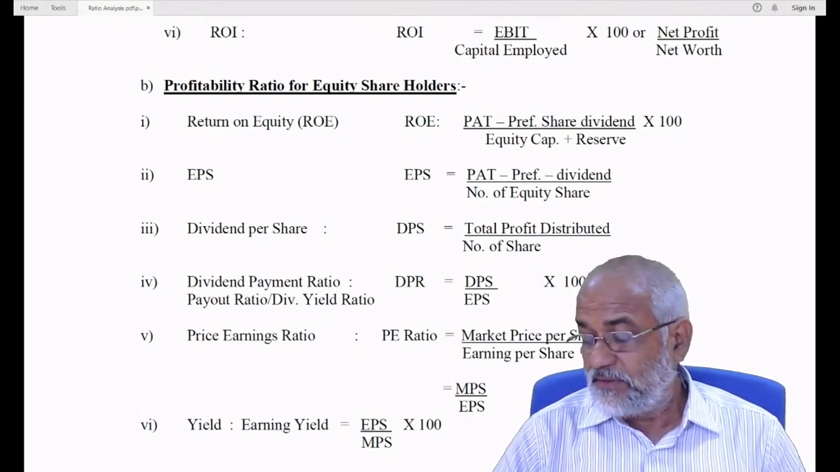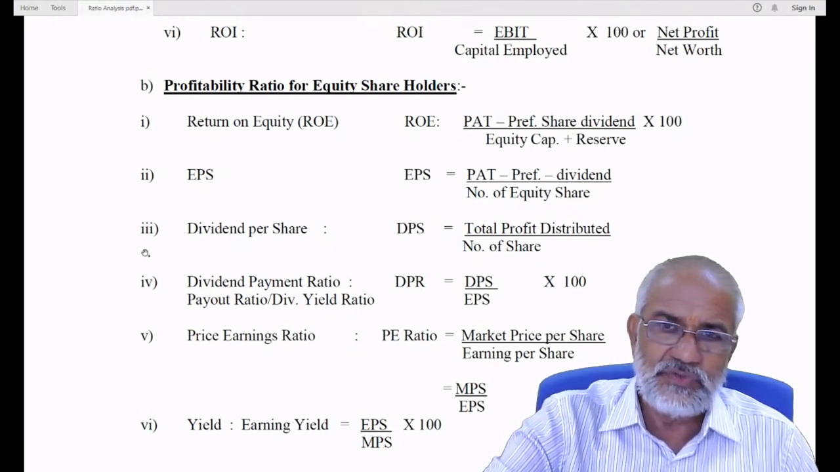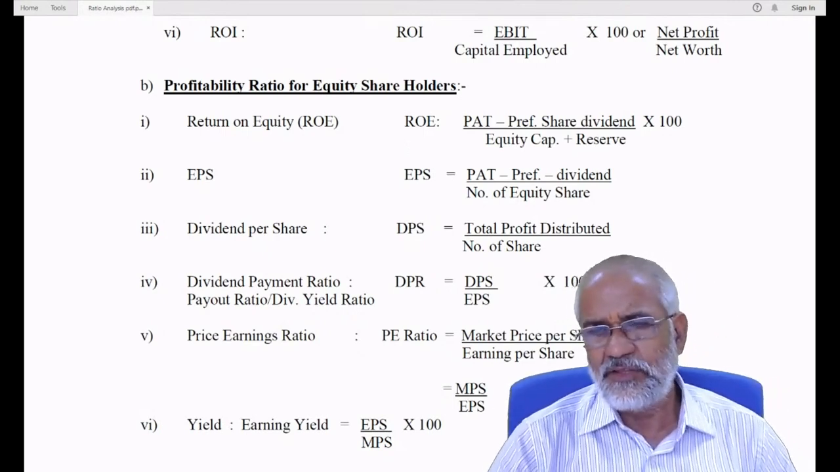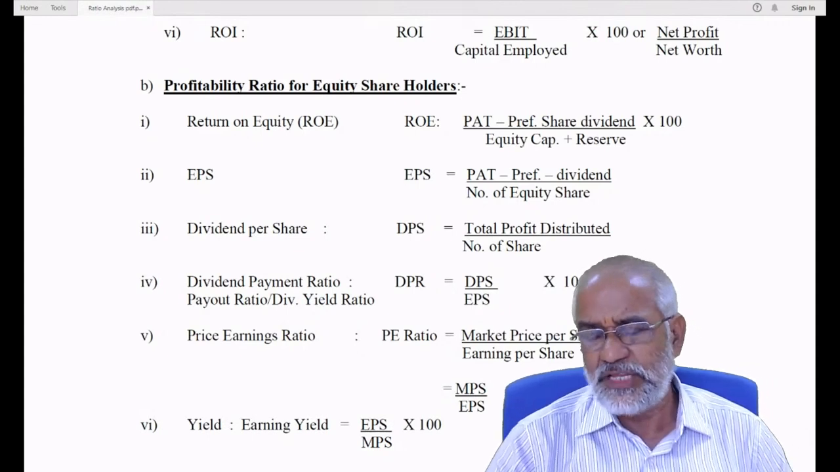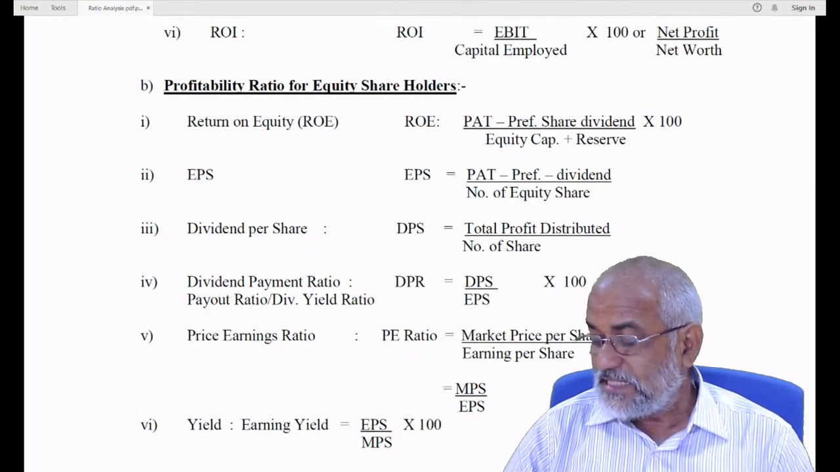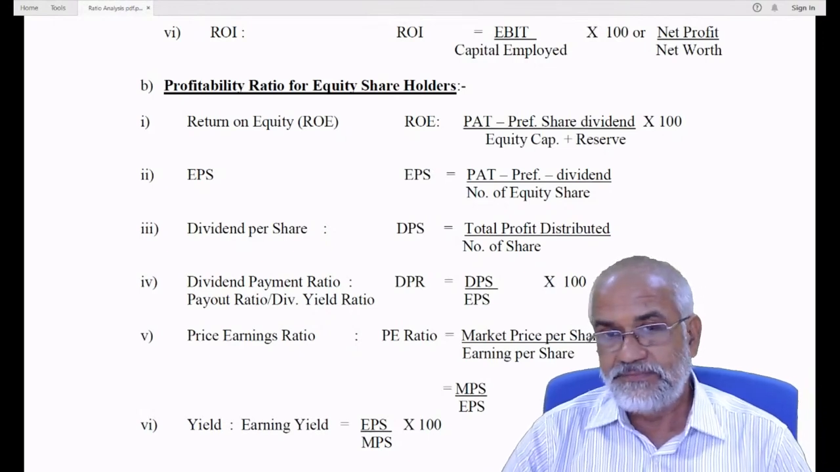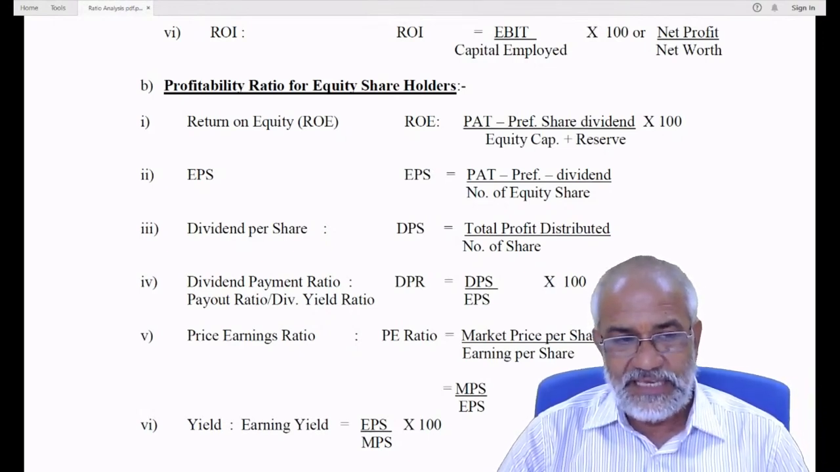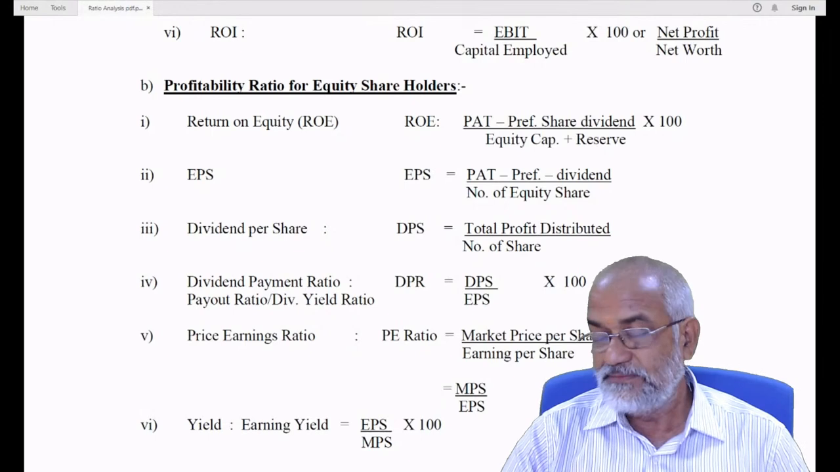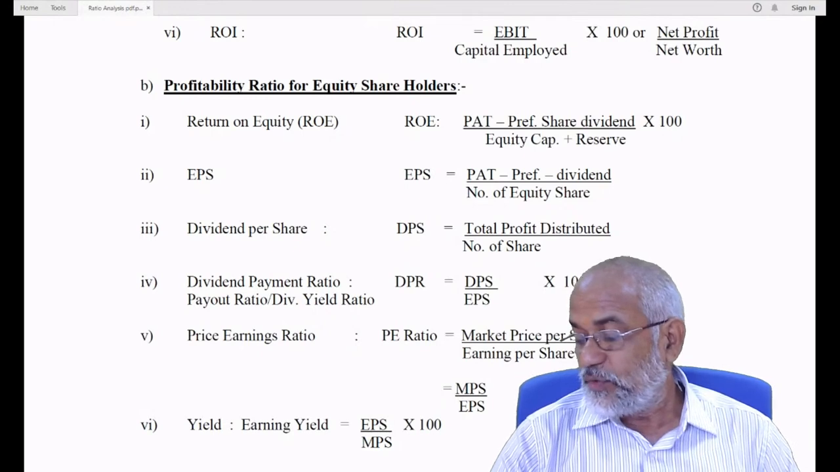In that case, what happened? Look at the return on equity: profit after tax minus the dividend to the preference shares, divided by the equity capital plus reserves and surplus of the equity. This is segregated. The ROE is broken into three important components. The first is profit margin, the second is asset turnover, and the third is equity multiplier.